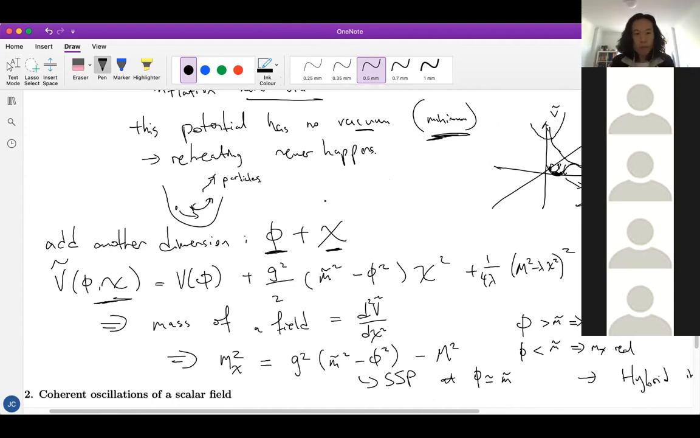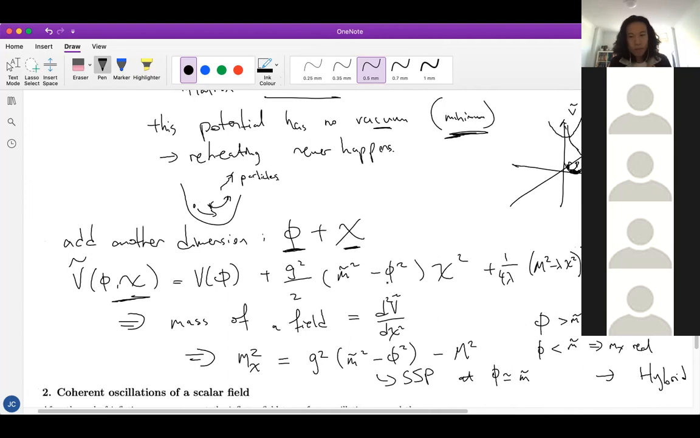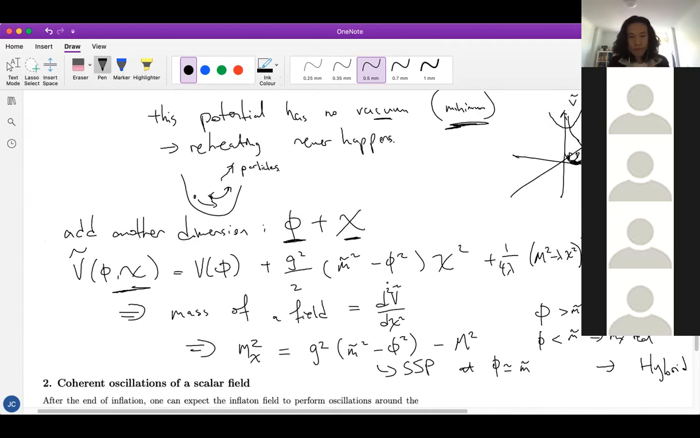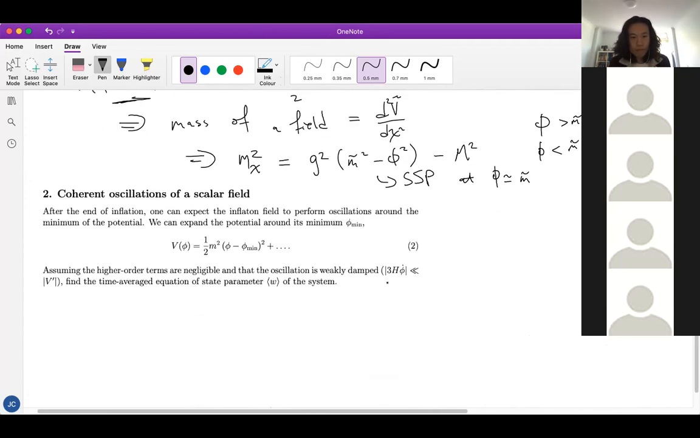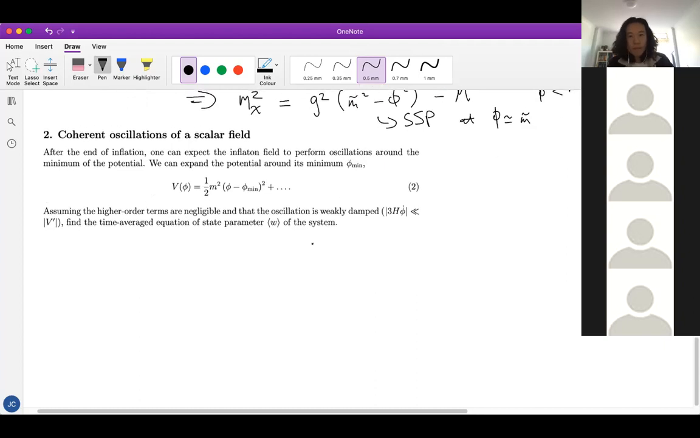If no problems, then we'll move on to the second part, the second question. Okay, here you have a coherent oscillation of a scalar field. So at the end of inflation, you expect the inflaton field to perform oscillations around the minimum of the potential. You can expand the potential around the minimum. So just do a Taylor expansion.